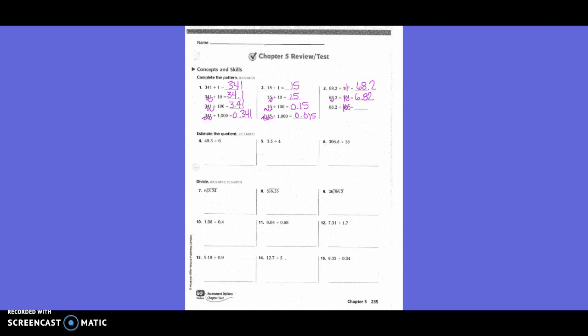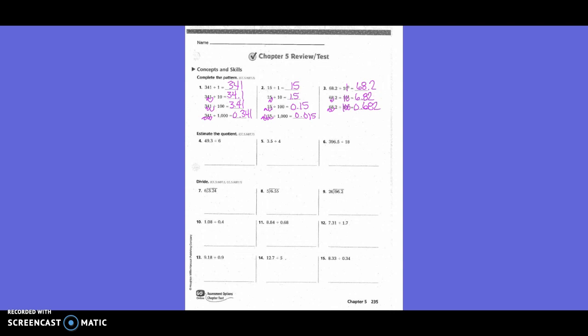And then 68 and 2 tenths divided by 100. I loop to the left twice. So my answer is 682 thousandths. Okay. All right. Estimate the quotient. So we have 49 and 3 tenths.